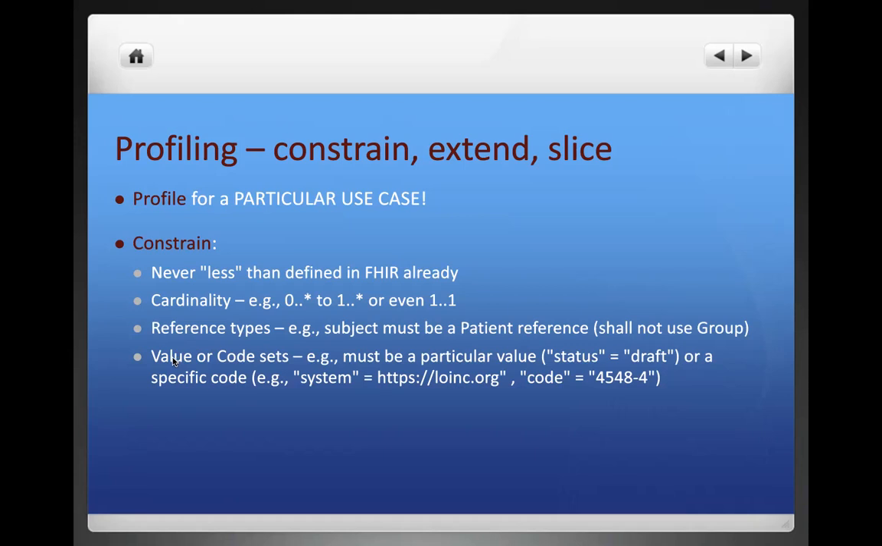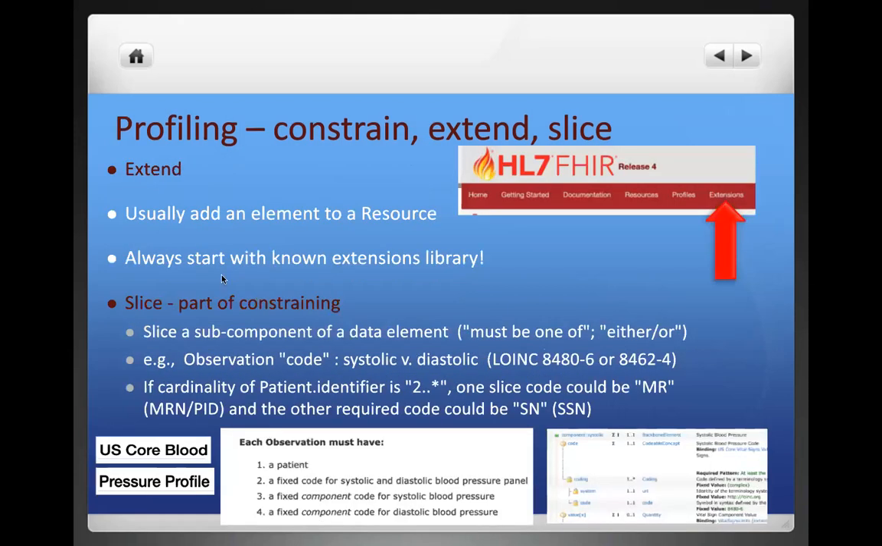We can constrain value sets, and we can constrain code sets. For example, a particular element must have the value of, for example, status equals draft or status equals final. Or we can use a specific code. We can require a specific code. The system must use LOINC, and it shall use code number 4845-4. So those are examples of constraining a profile.